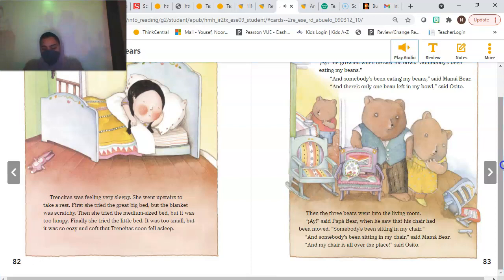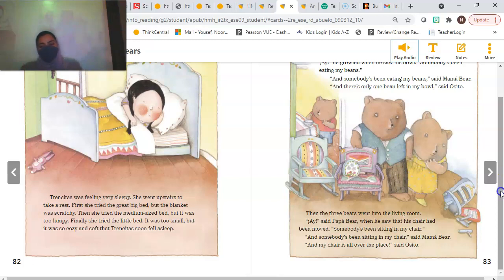What do you guys think "Ay" means? Like, oh no, very good. Oh no. How did the bears know that someone was definitely sitting in their chair? They saw Osito's chair broken. Good, they saw Osito's chair is broken and the chairs have been moved out of place. All right, let's see.